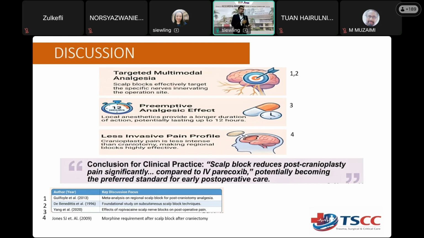So in conclusion, for our clinical practice, of course, scalp block reduces post cranioplasty pain significantly as compared to IV Parecoxib. And I think this is the way to go in terms of using scalp block as the adjunct and mainstay of therapy for post-operative pain management in patients who had post-cranioplasty.